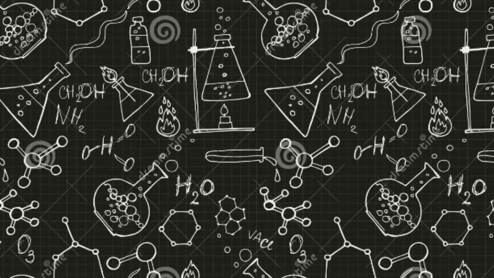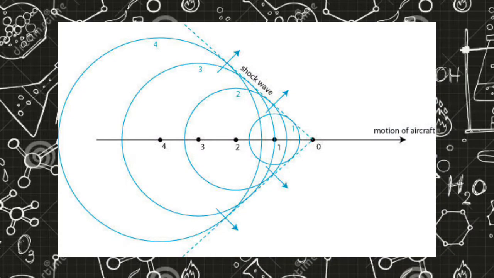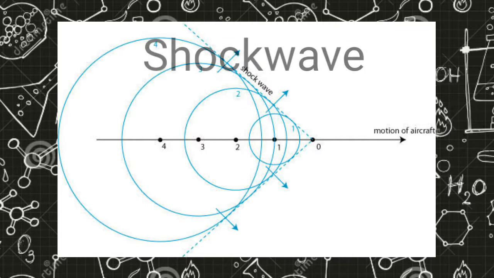But what if it goes faster than that? What if the source of sound exceeds the speed of the sound waves? When that happens, pressure and constructive interference will build up along the sides of the wave. This is when a shock wave occurs.